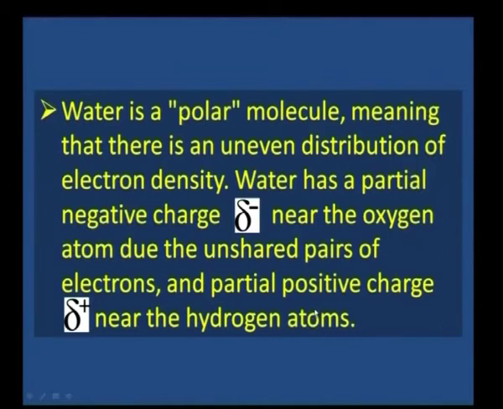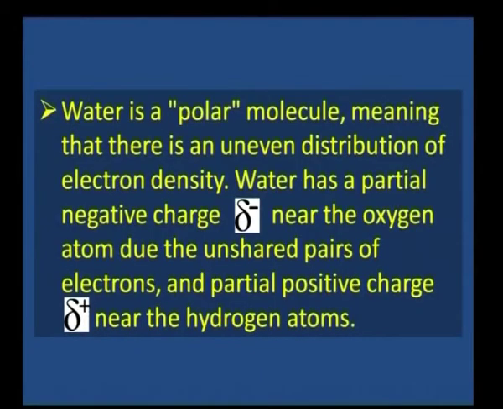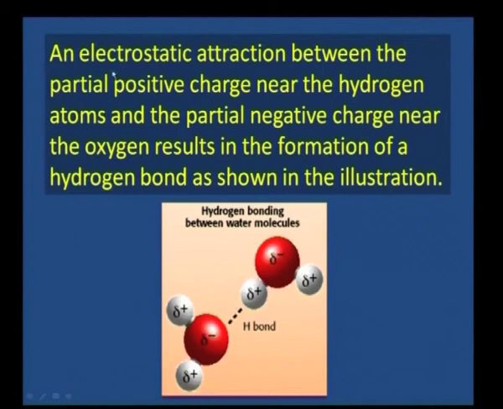So, the regions that I have been talking about, I showed you in one of the pictures earlier, you have the delta minus, delta plus and all these things. So there will be delta plus, right, and this is delta minus. That is what I am trying to tell you again: delta minus, negative charge, and delta plus, positive charge near the hydrogen atoms, and an electrostatic attraction between the partial positive charge near the hydrogen atoms and the partial negative charge near the oxygen results in the formation of a hydrogen bond as shown in the illustration, right.